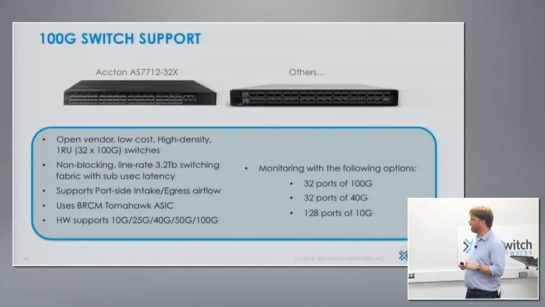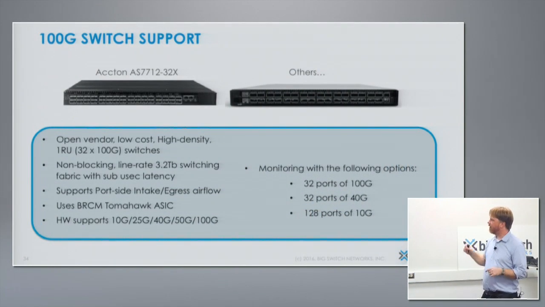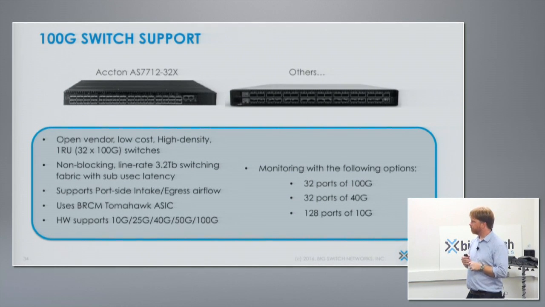I mentioned 100 gig. We have 100 gig switches working with our software on them right now. They're going to deploy in a 32 by 100 gig format. They are non-blocking at full line rate at 3.2 terabits of total throughput. This is game changing, particularly the prices that are associated with these. These switches are just about to hit the market. Our software is already running on them.